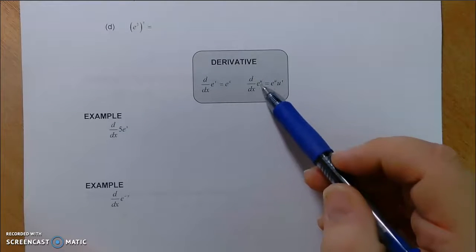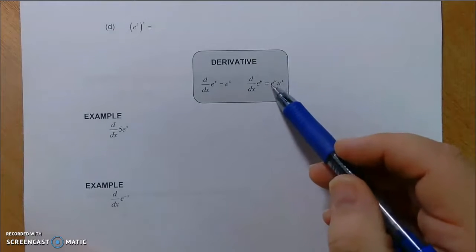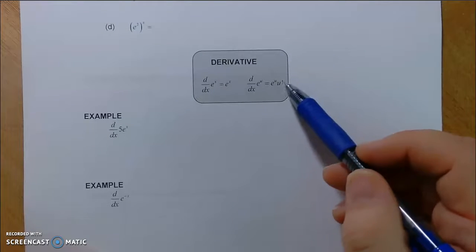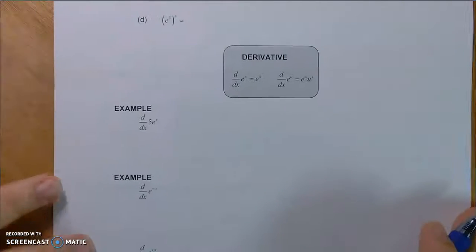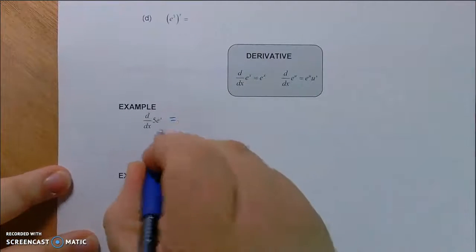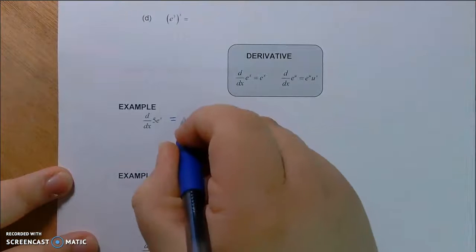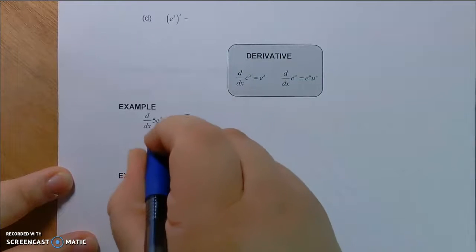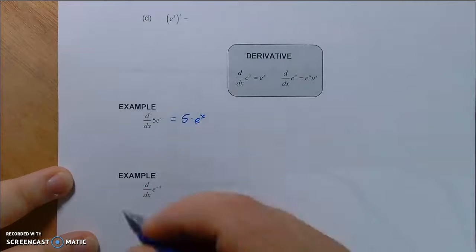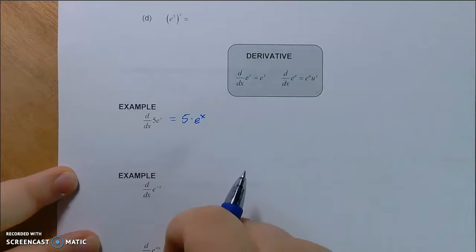The derivative of e to the x, or e to the u, some kind of function, will again be e to the u, so you just rewrite it and then multiply by the chain rule. So we practiced that a few times here. This is just a constant multiplier, so the derivative of 5 e to the x will be 5 times the derivative of e to the x, which is e to the x. So it's just 5 e to the x.